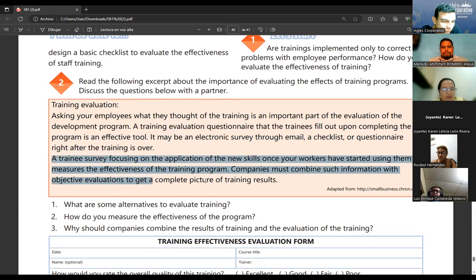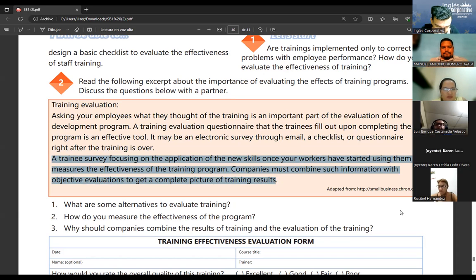And let's finish with Mr. Luis Enrique, please. Okay, Mr. A training survey focusing on the application of the new skill once your workers have started using them, measures the effectiveness of the training program. Companies must combine such information with objective evaluation to get a complete picture of training results. Training result, very good. Okay, is there any word that you don't know the meaning?